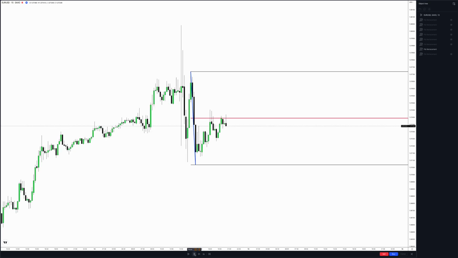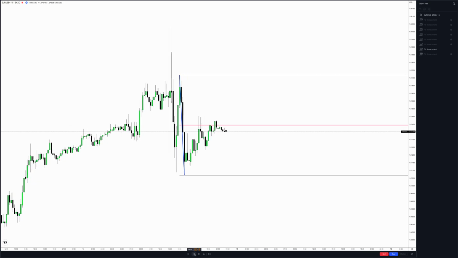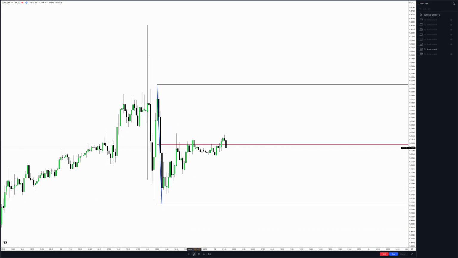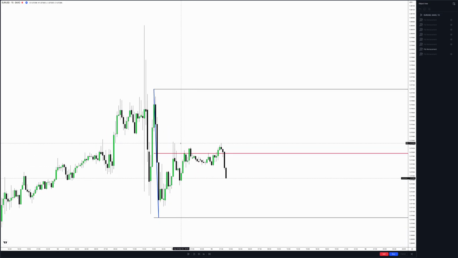Now they are ranging. They didn't even manage to take this high so far. Okay, do we take it? Not really. Okay, we start to go lower.